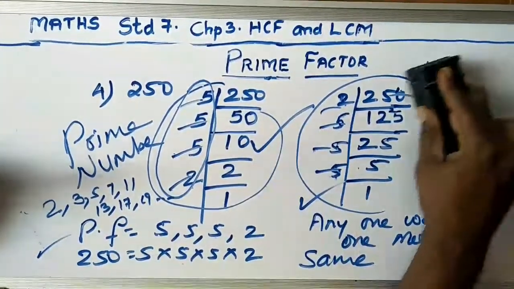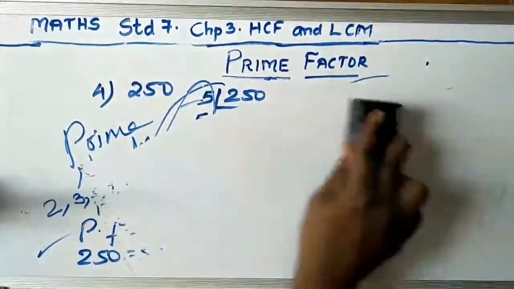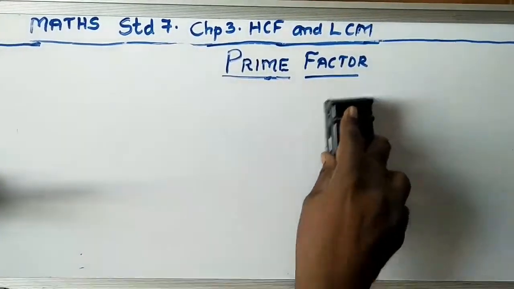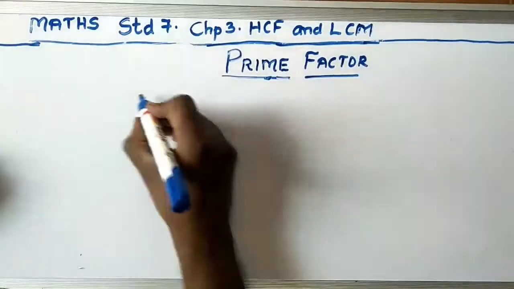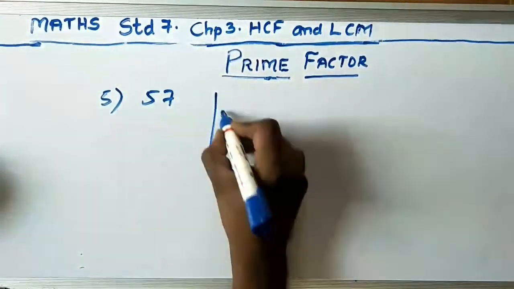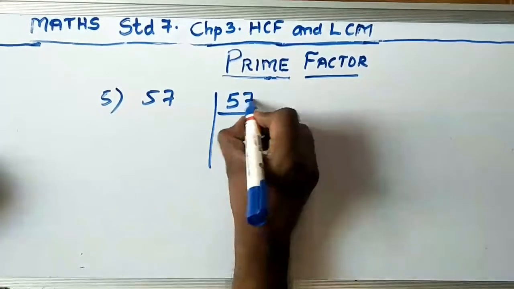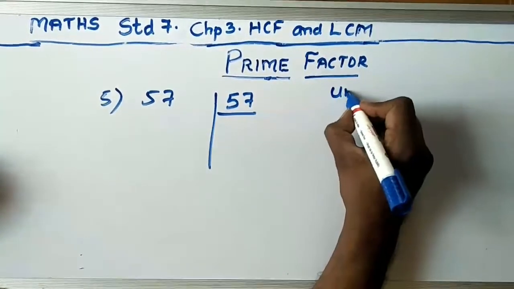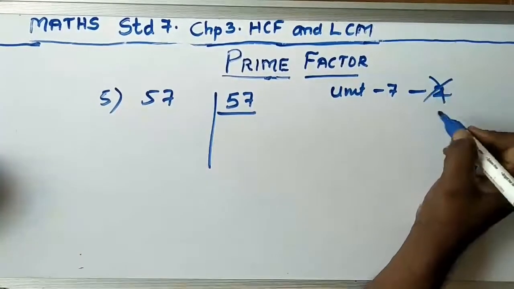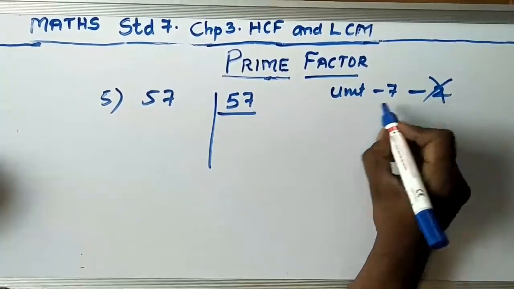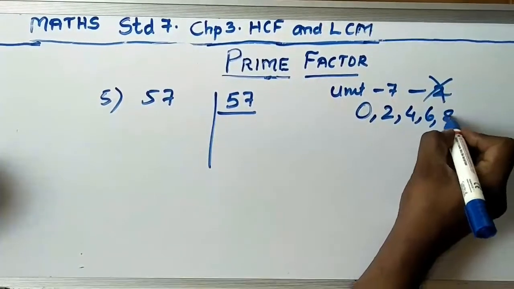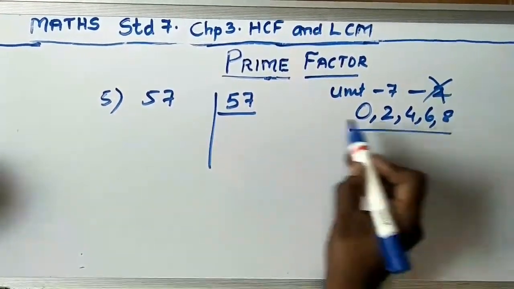So I think you understood how to solve the sums. Let me do some 2-3 sums more so that it will be clear for you. I write the fifth sum, 57. Now 7 is in the unit place, which doesn't go in 2 table, because for 2 table the unit place should be 0, 2, 4, 6 and 8.